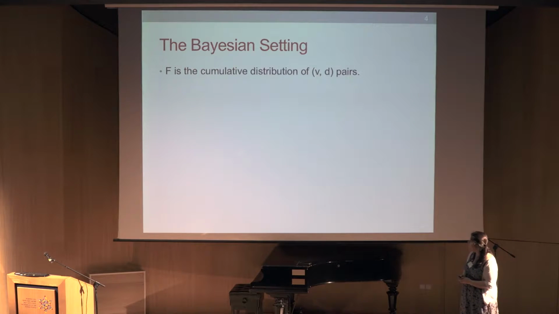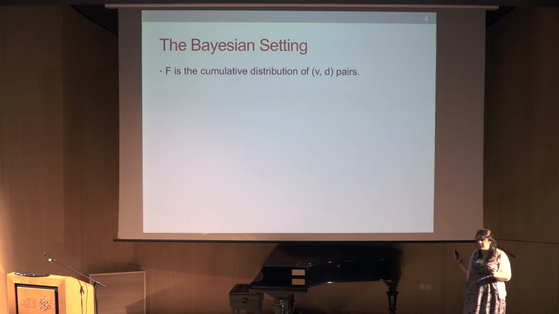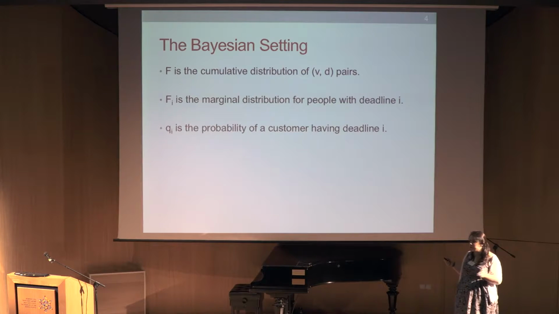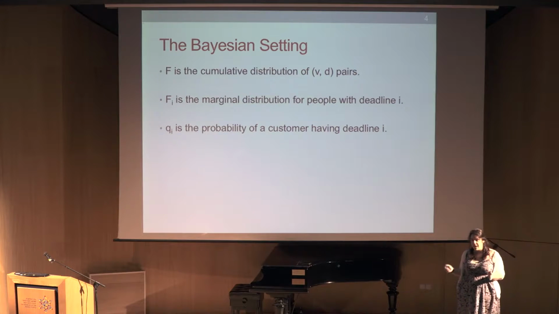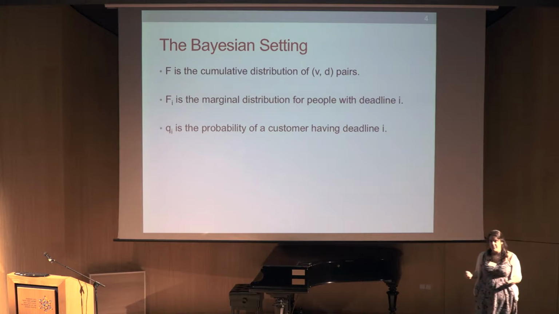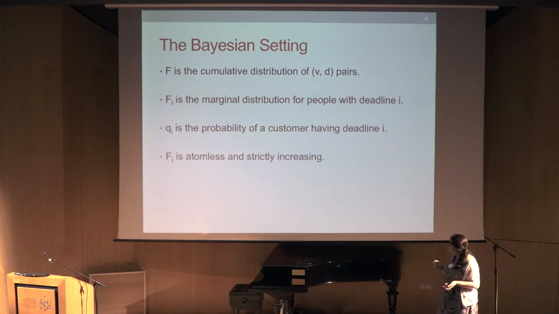OK. So what are the assumptions in the setting? As I said, we're in the Bayesian setting. So there is a cumulative distribution of these value deadline pairs. And we can break them down into the marginal distributions. So Fi is the marginal distribution for anyone with a deadline i. If you need your package within 2 days, then Fi is the distribution of values for people who want their package in 2 days. And Qi is just the probability that you get someone who has a deadline of day i. So Q2 is the probability that you get someone who wants their package in 2 days.